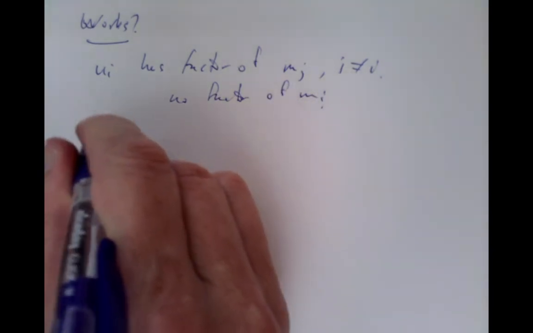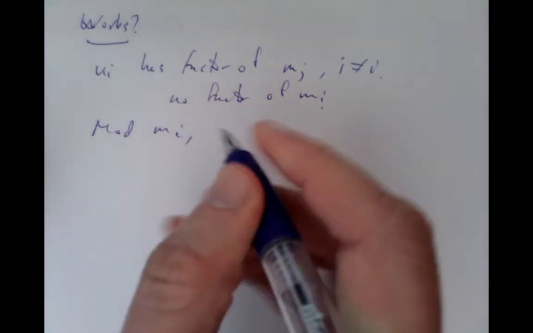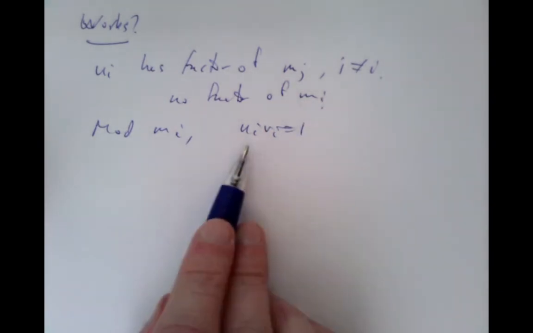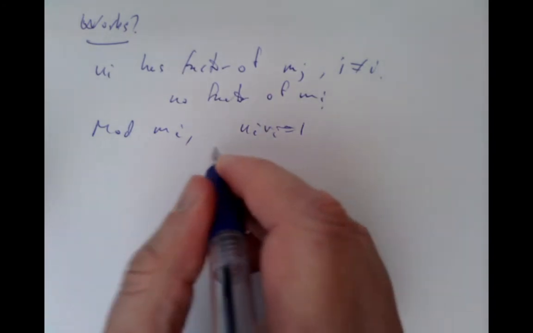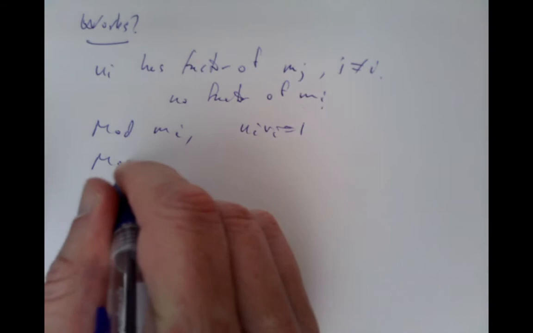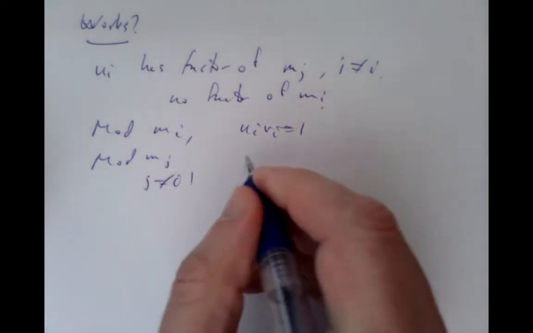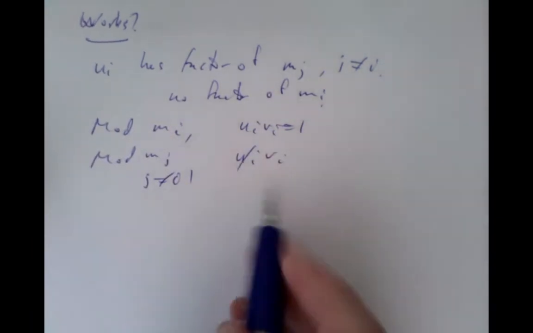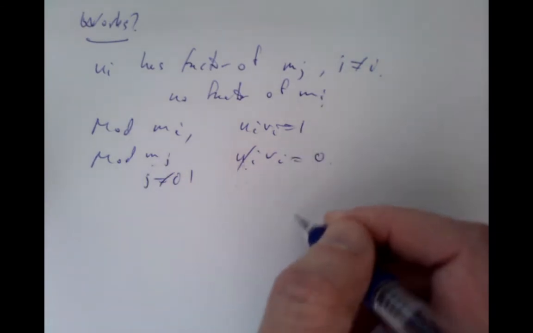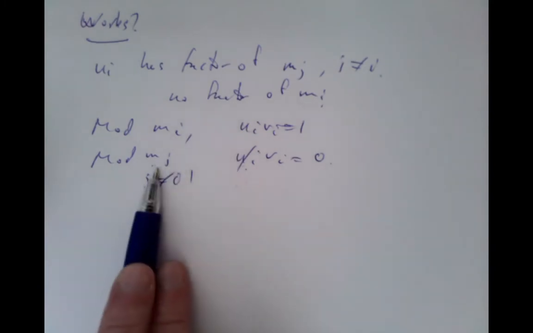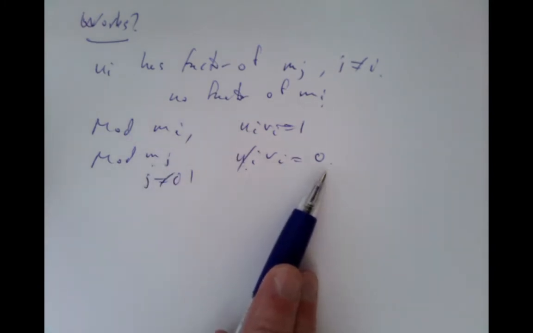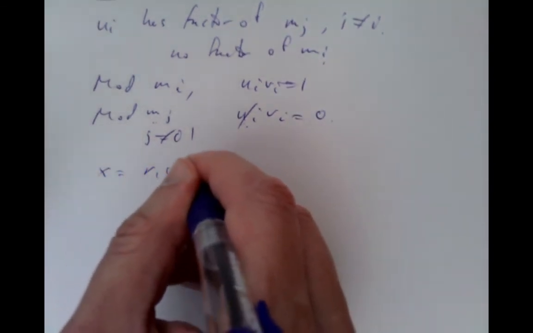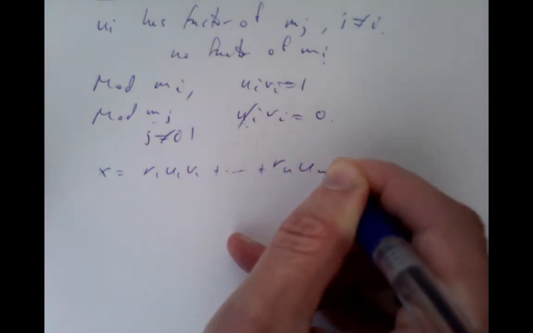And so mod mi, we get that ui vi is 1. By definition, we made the vi's reciprocal to the ui's mod mi. But mod mj for j not equal to i, ui has a factor of mj in it, and so ui vi has a factor of mj, and so this is 0. So mod mi, you get 1, but mod mj for j not i, you get 0. And so that means when we now apply that reasoning to our x equals r1 u1 v1 plus dot dot dot plus rn un vn.